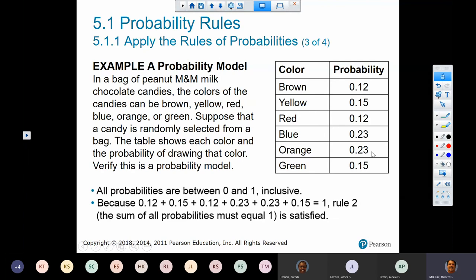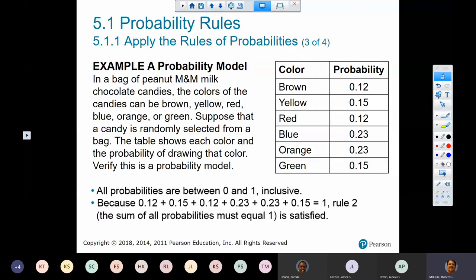Okay, here is a probability model. And look what they picked: M&Ms. And look at the probability distribution. Now, are all of those probabilities between 0 and 1? Yeah: 0.12, 0.15, 0.12, 0.23, 0.23, and 0.15. And if you add all those up, they should equal 1.